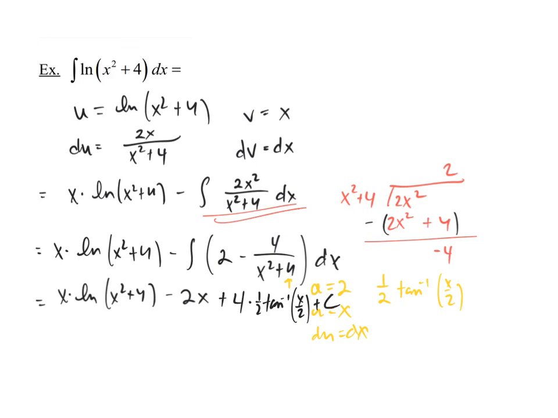And then don't forget about plus c. And so my final answer, I can write x natural log of x squared plus 4 minus 2x plus 4 times 1/2 gives me 2 tangent inverse of x over 2 plus c.